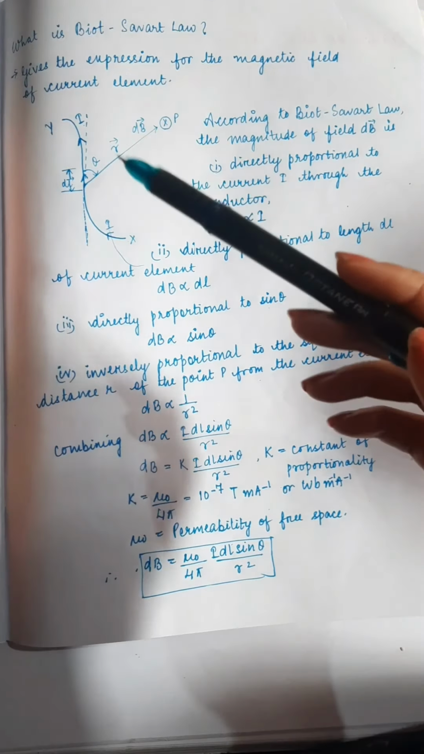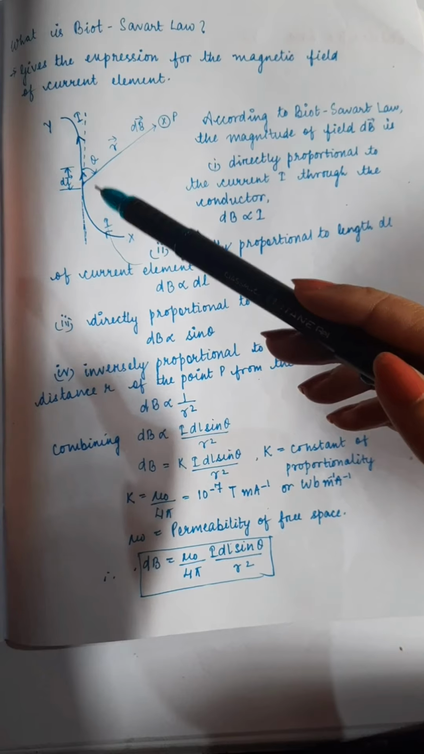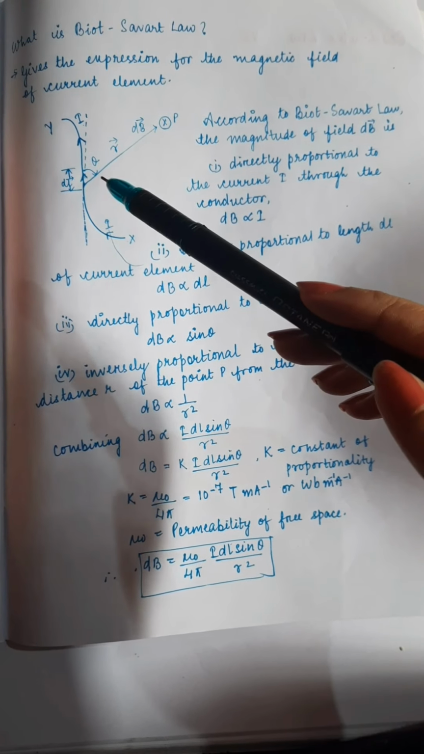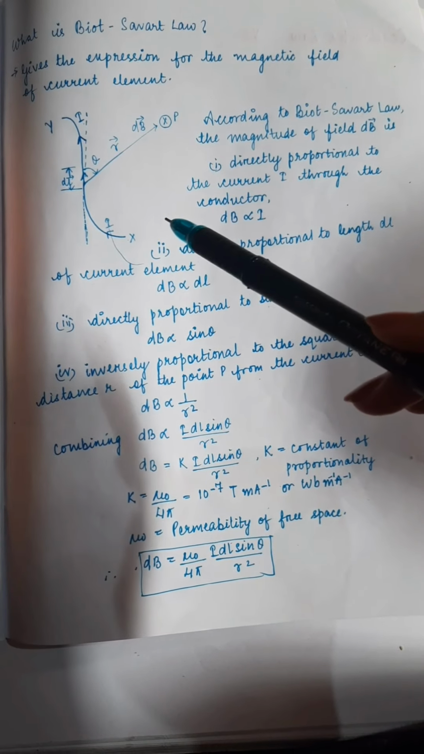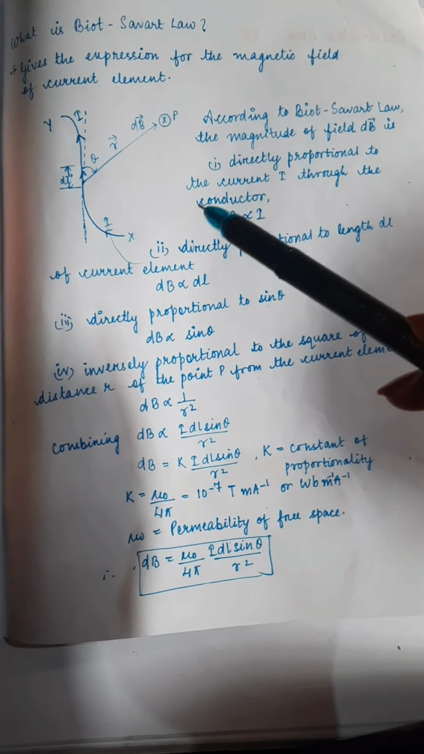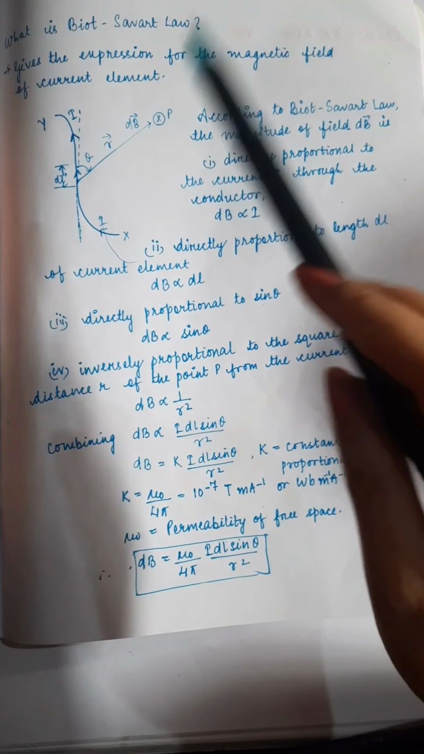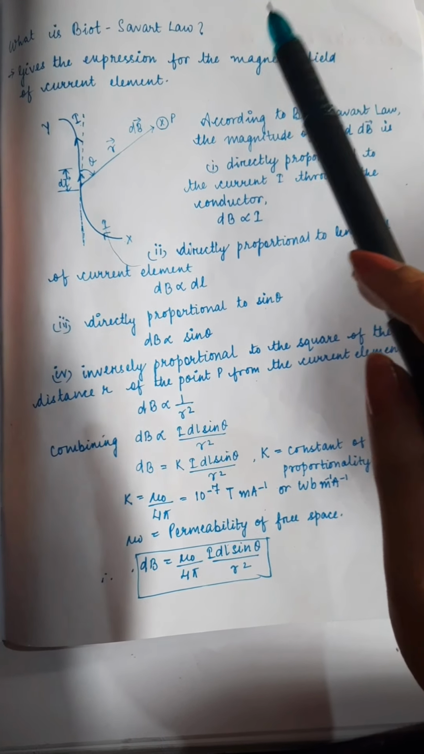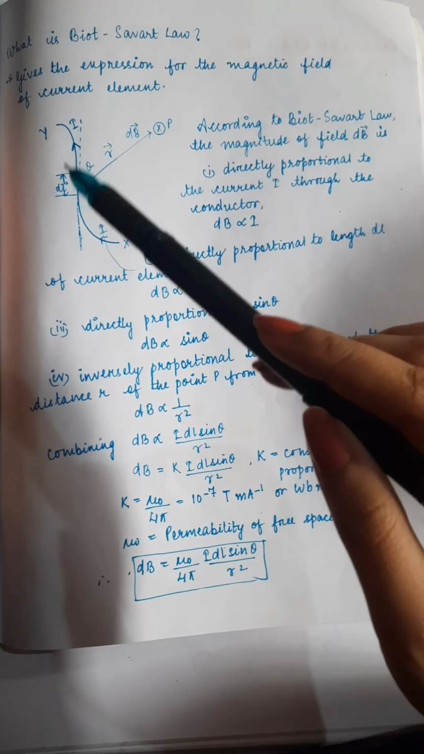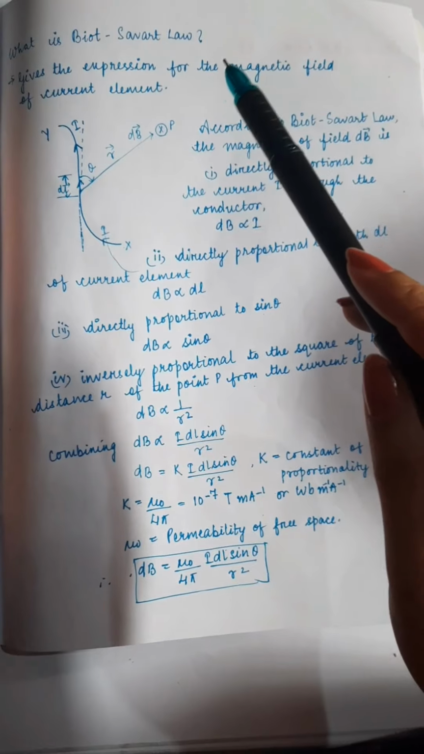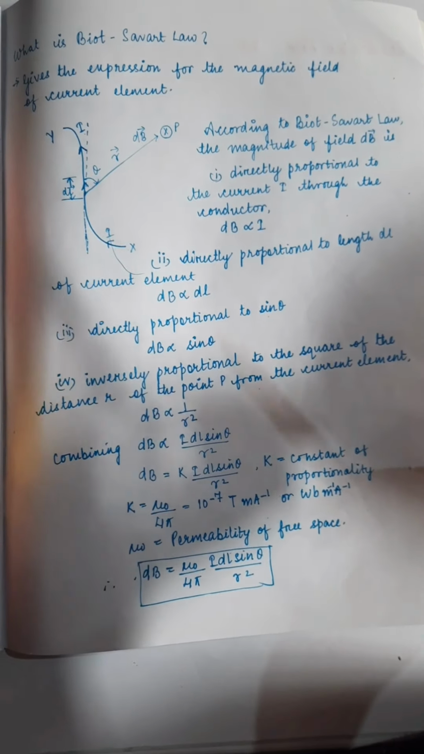So I is the current which is flowing through the conductor, dl is the current element, or we can also say that it is a part or length of the conductor when we are considering the entire conductor. Theta is the angle between dl and r. We can also say that r is the position vector of point P relative to dl. P is the point where we have to calculate the magnetic field, and dB is the magnetic field.